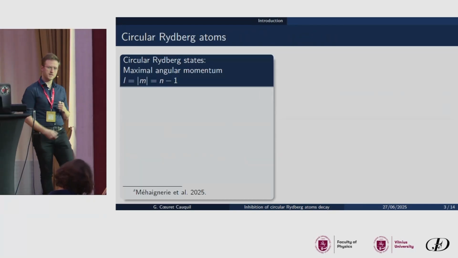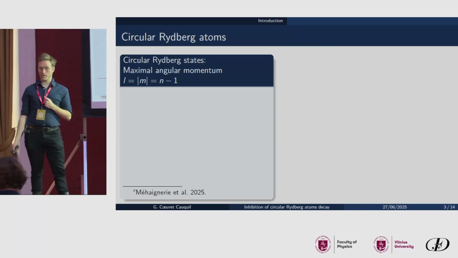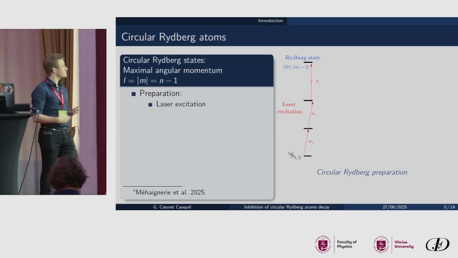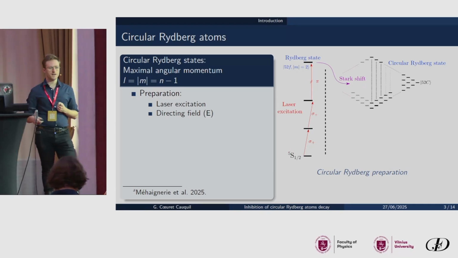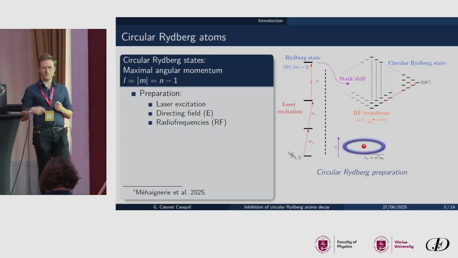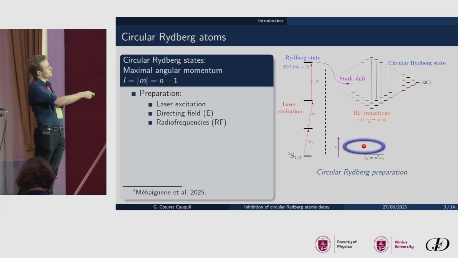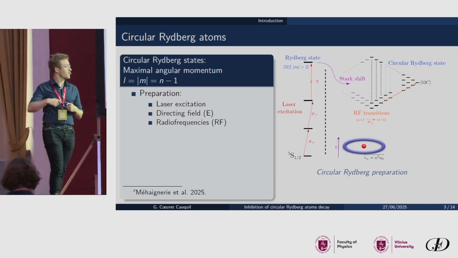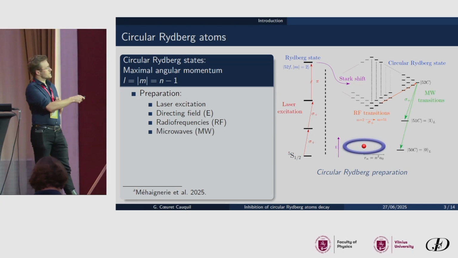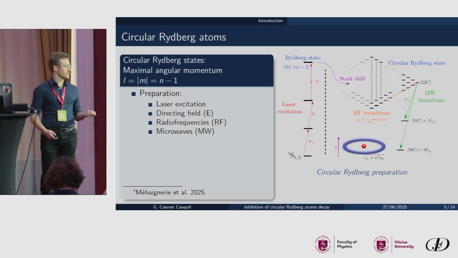A way to circumvent this issue is to go to the circular Rydberg state, which is a state of maximal angular momentum. To prepare such states, we perform the usual Rydberg excitation by means of lasers. Then we apply a directing field in order to lift the degeneracy between the different m states. And then by means of radio frequency pulses, we climb this ladder from m equals 2 to 51, basically giving the electron some angular momentum to reach this nice circular shape. And at last, once you have your circular state, you may want to put it into other circular states, which would be your logical qubits.